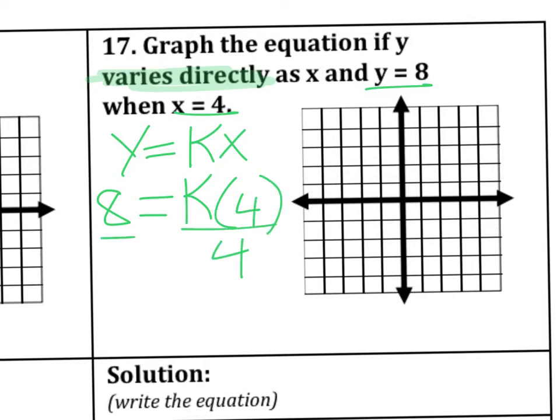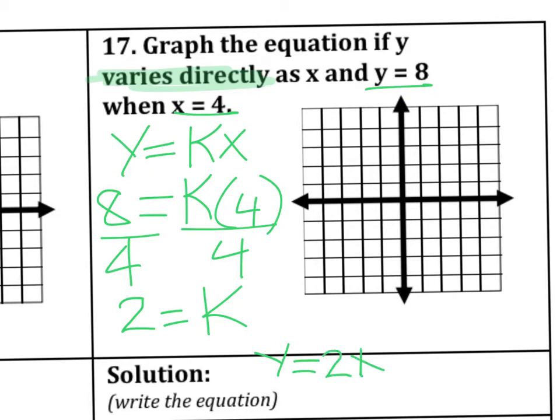So we need to divide both sides by 4. This reduces to 2. Okay, so now we have 2 equals k. So our solution where it says write the formula, we're going to plug it back in. So y is equal to 2x.